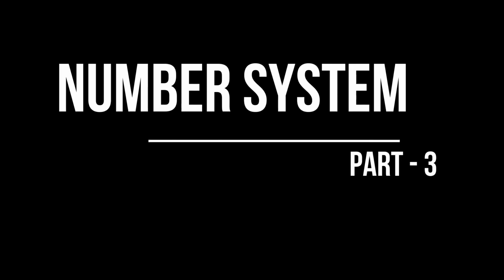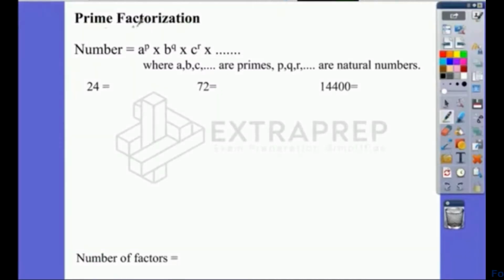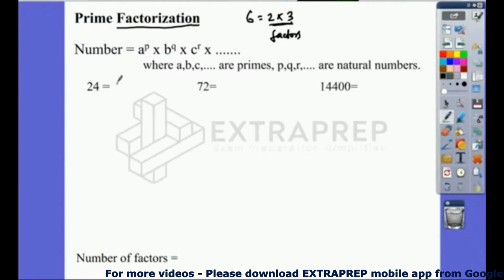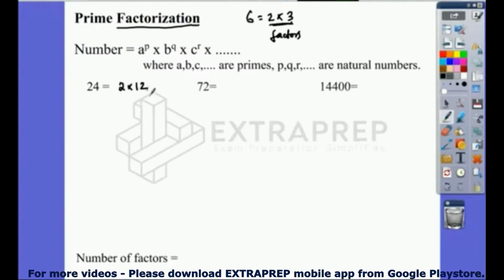Let's continue. Prime factorization. 6 can be written as 2 and 3, right? 2 and 3 are said to be factors. So factorization is the process of breaking a number into factors. For example, 24 can be written as 2 into 12.